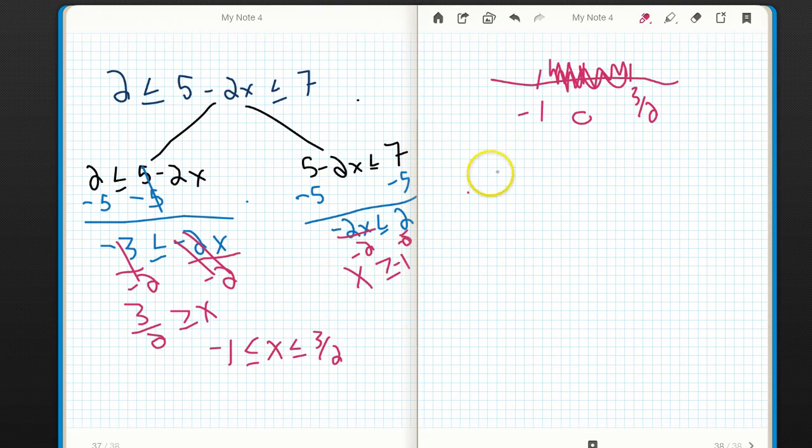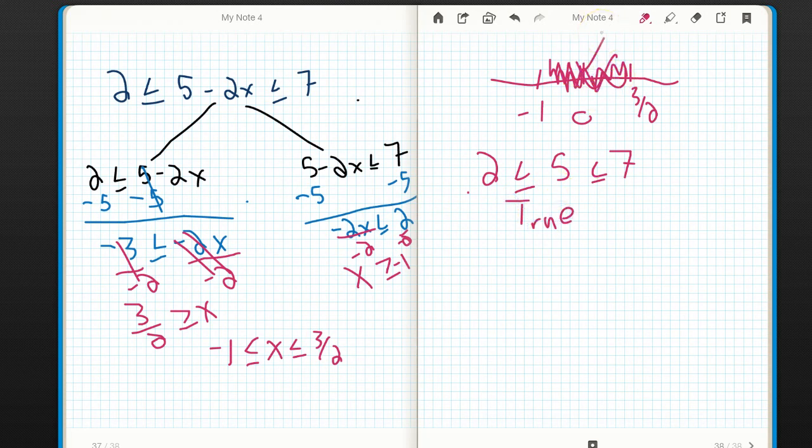So 2 times 0 is 0. So we have 2 is less than or equal to 5, which is less than or equal to 7. Now is this correct? It's 5 greater than 2 but less than 7. The answer is yes. So this is true. So this works out great.